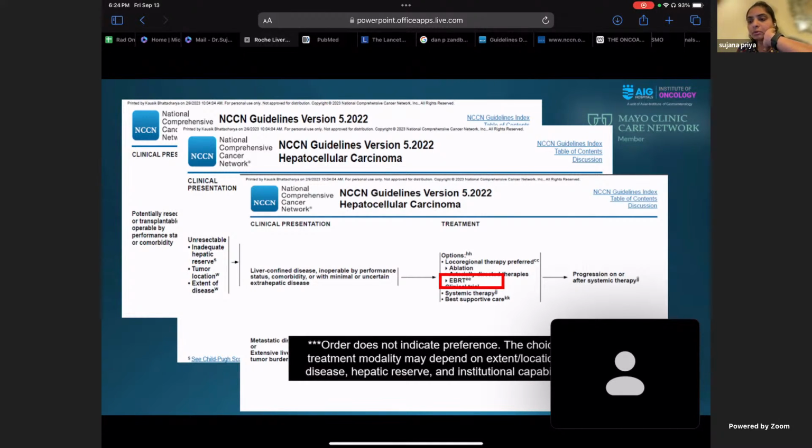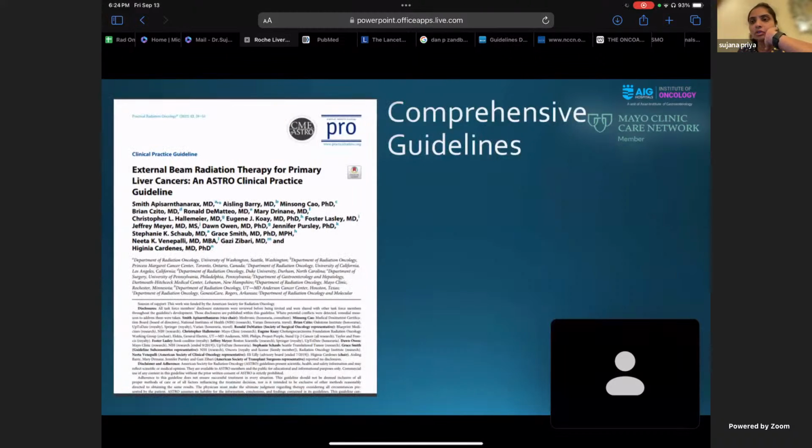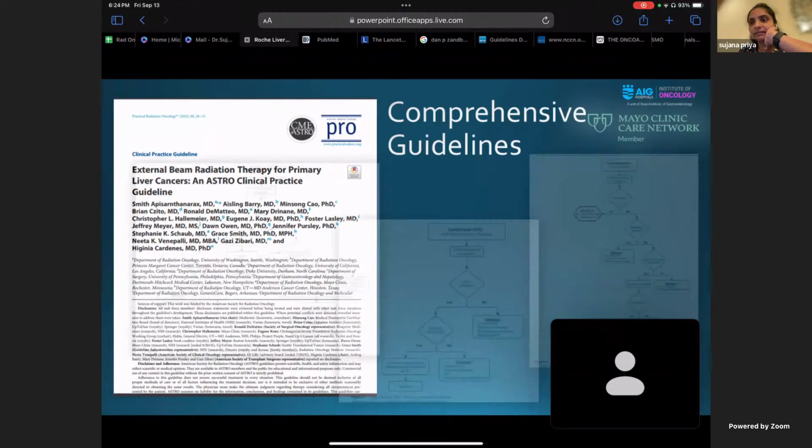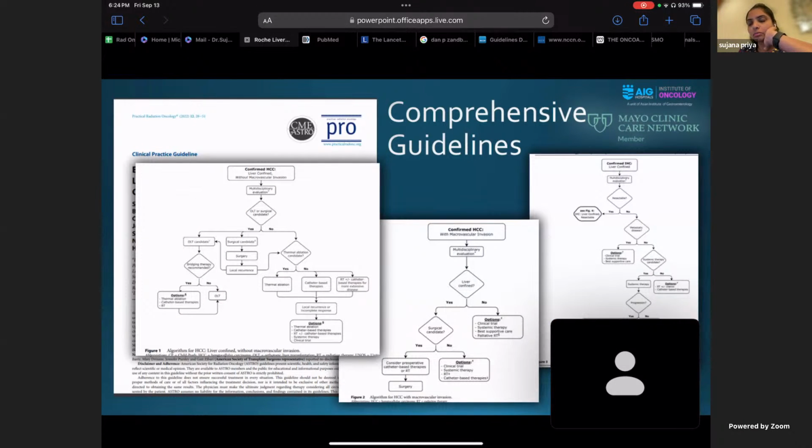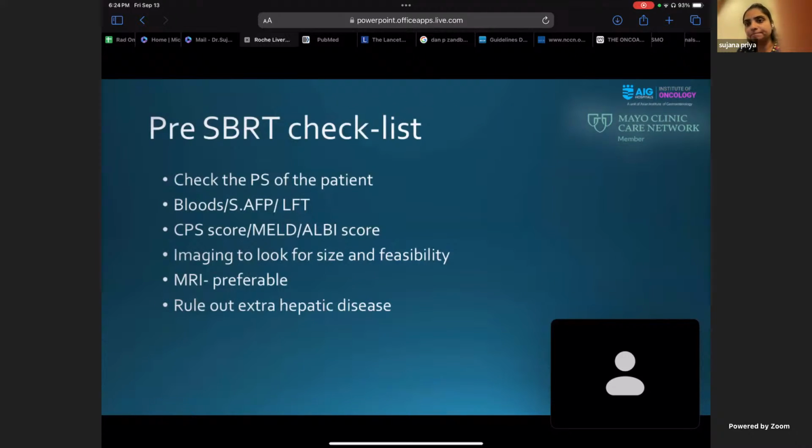The choice of treatment modality depends on extent, location, and a lot of other factors like hepatic function and institutional capabilities to carry out the procedure. We have a lot of comprehensive guidelines from major organizations like ASTRO, Korean, Japanese, Chinese, and also European guidelines. Most often than not, we usually follow the Far East guidelines because of the closeness in tumor biology, tumor profile, and also the patient profile.